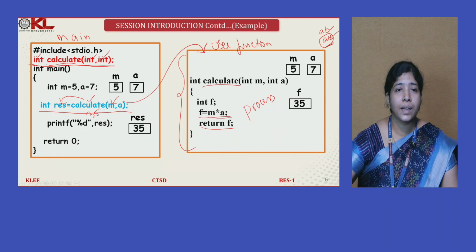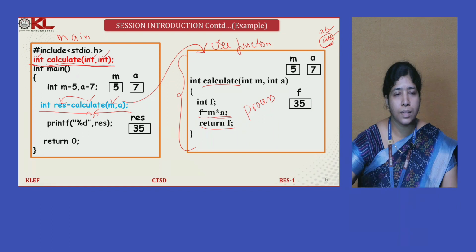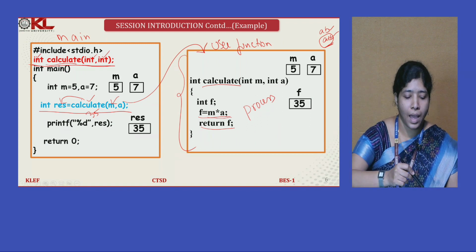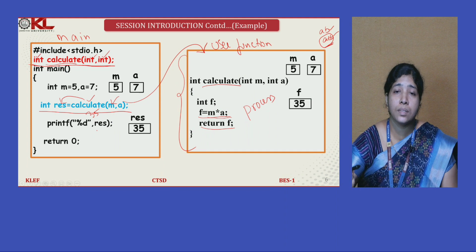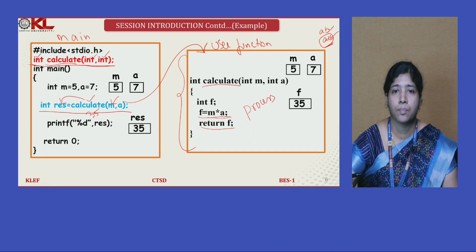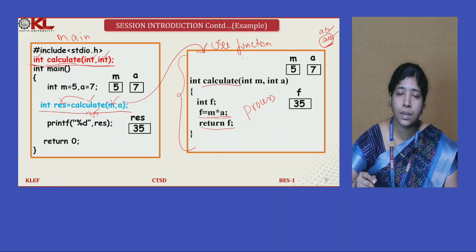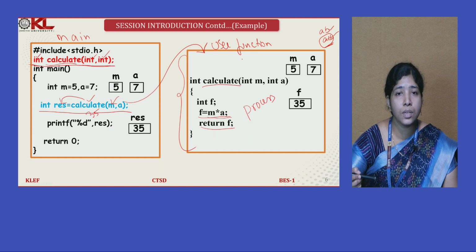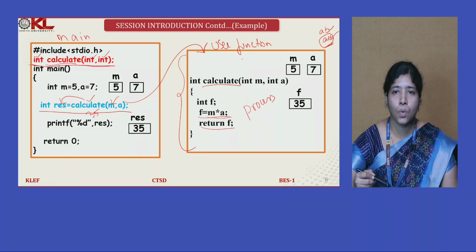Now where exactly is the calculation part done? You have to have a keen observation here: these are the inputs m and a, and this is the output phase. Where is the calculation and process part? The processing part is done in the user function. What is the user function name? Calculate. Okay, I have just given an overview for you.